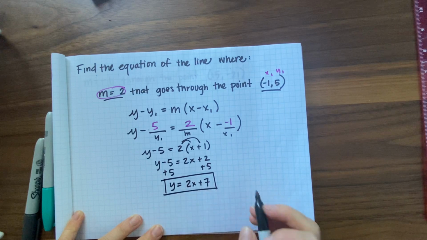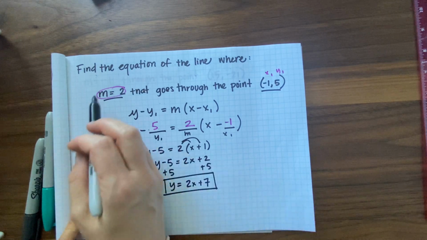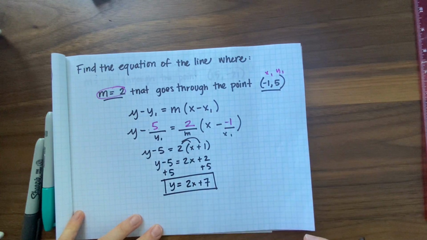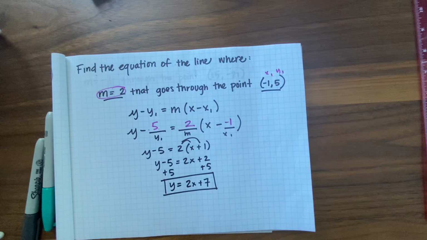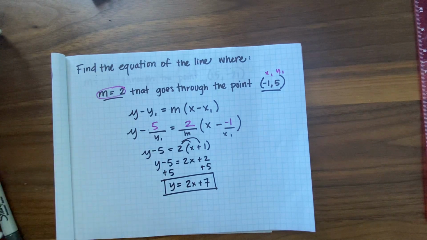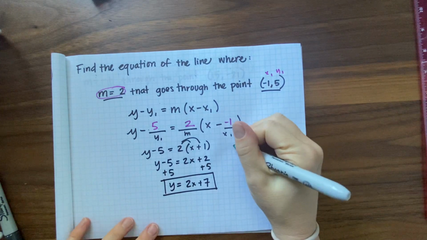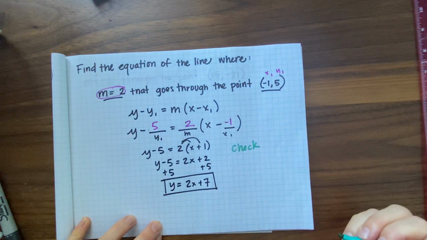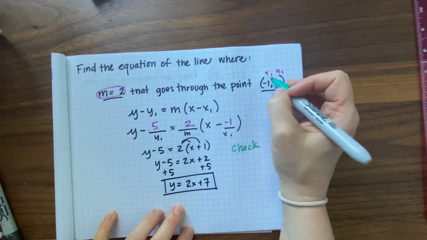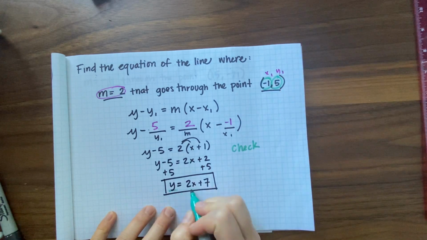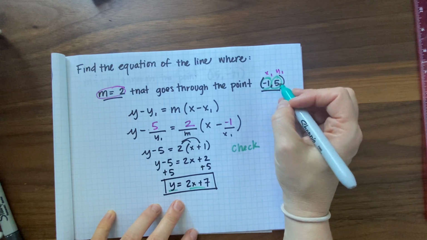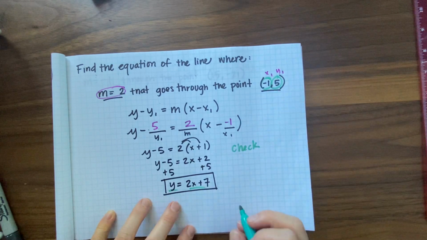So the equation of the line that has a slope of 2 and goes through the point -1, 5 is y equals 2x plus 7. Now, I am sure you're wondering, how do I know for sure? Well, I am glad you asked, because it's always important to check our work. If a point is on a line, when we plug it in, we should get a true equation. So I am going to check by plugging in the point -1, 5 in for x and y.